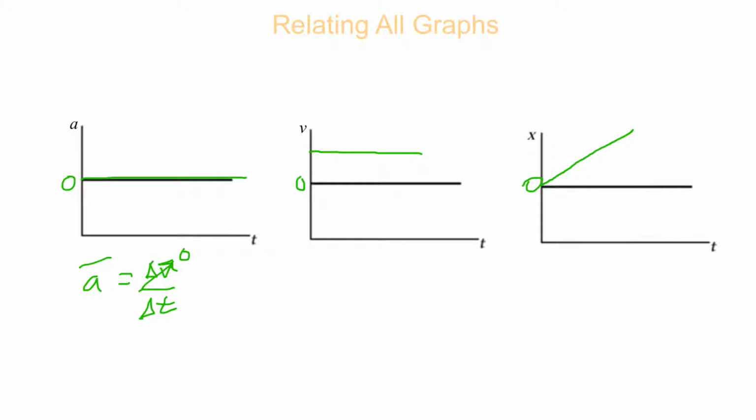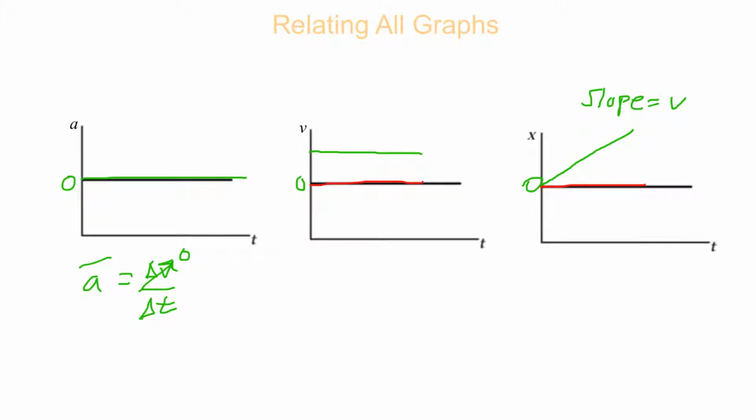Remember that the slope of a position versus time graph is the velocity. So the slope of this line here shows us a constant velocity. This velocity here is above 0, so it's a positive velocity, which means we have to have a positive slope over here.